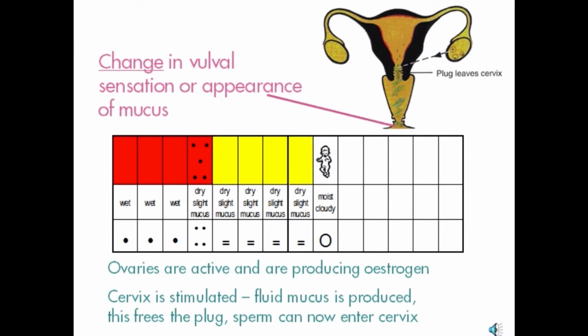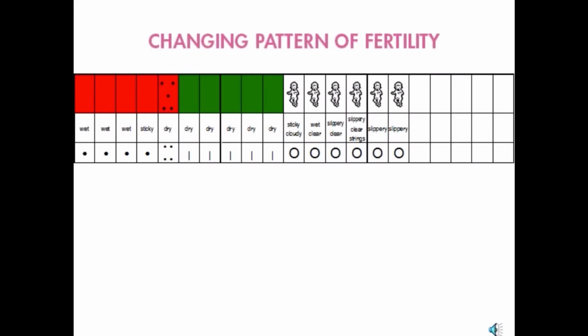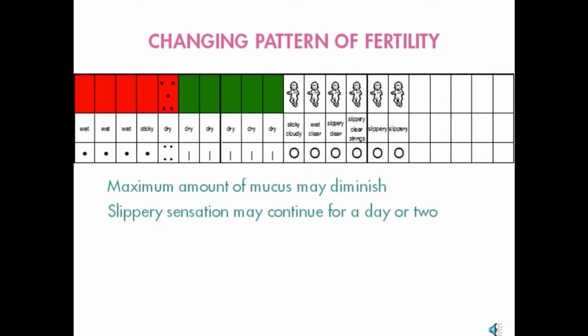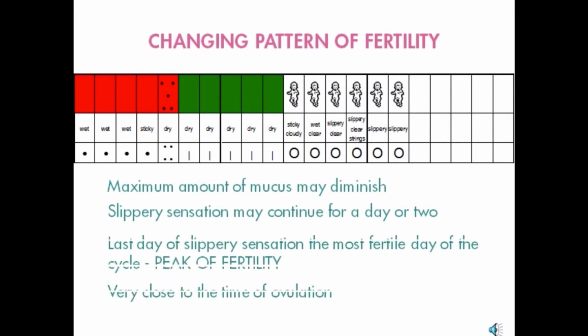The woman with a basic infertile pattern of unchanging discharge will also notice a change at the vulva when fertility begins. As the ovaries produce increasing amounts of estrogen, the woman will notice a changing pattern. The mucus becomes progressively wetter and then slippery, and she may see clear strings of mucus. The maximum amount of mucus may diminish, but the slippery sensation may continue for a day or two.